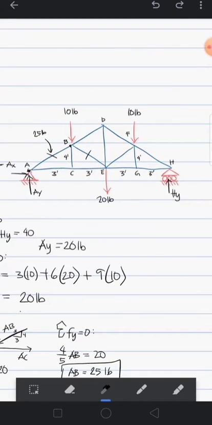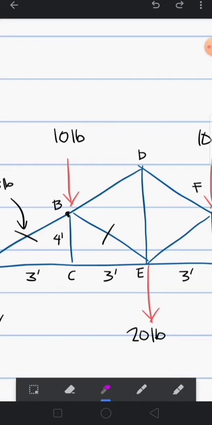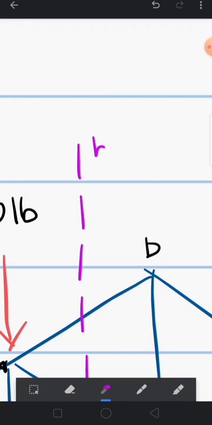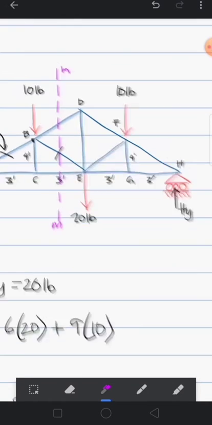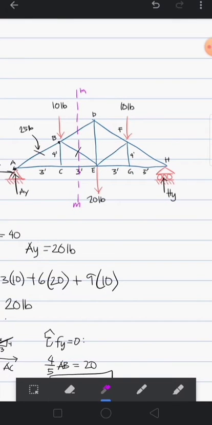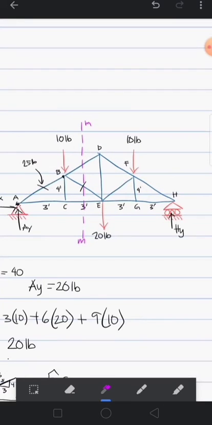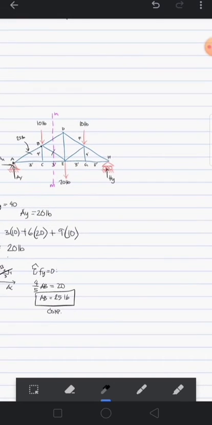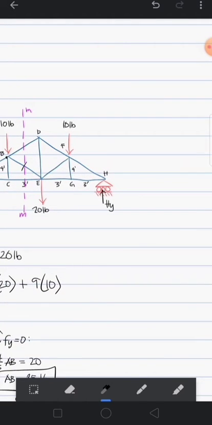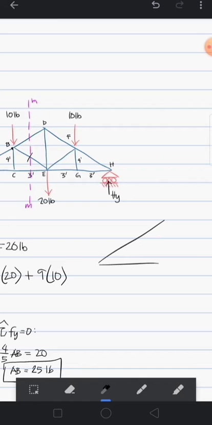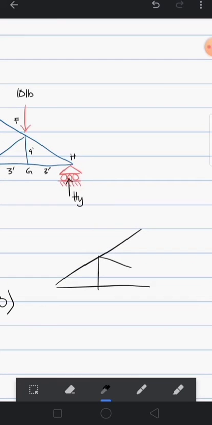So, by the use of method of sections, I can pass a cutting plane through these members. I will name the cutting plane MM. Cutting plane MM passes through members BD, BE, and CA. So I can draw the free body diagram at the right or at the left. You can choose either, but if I choose the free body diagram at the left, this is the form.